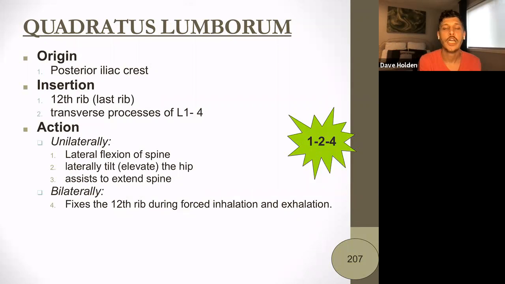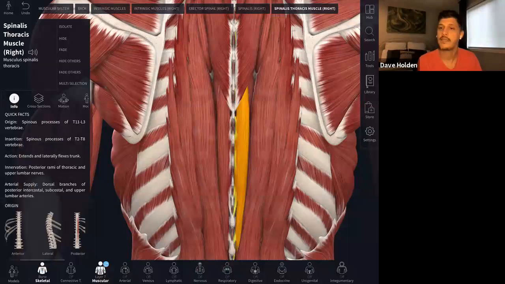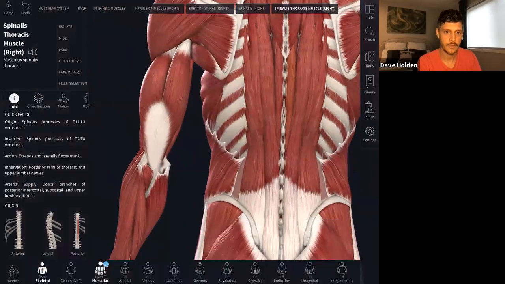All right, QL. Get good with this muscle. It'll make you lots of money in your career. QL is one of the two major muscles most often responsible for lower back pain. It originates on the posterior iliac crest. And I'm not going to throw words at you. I'm going to show you where this thing is, and then we'll look at the words.